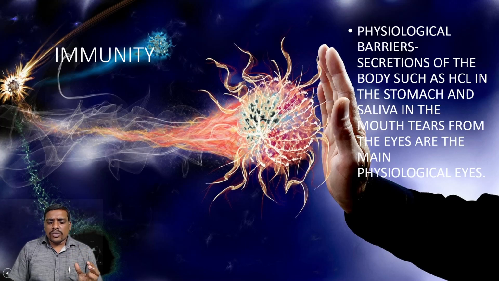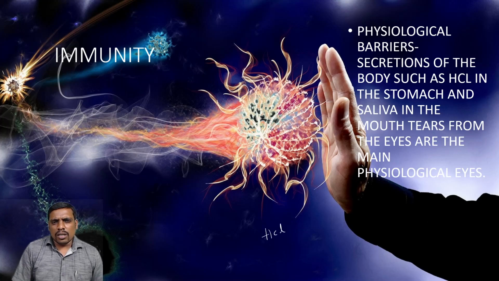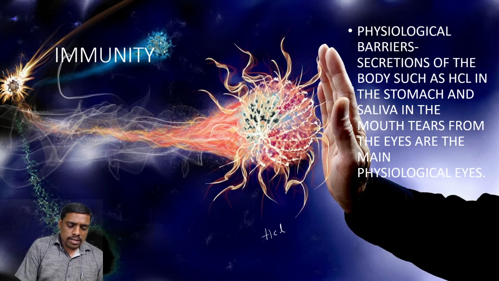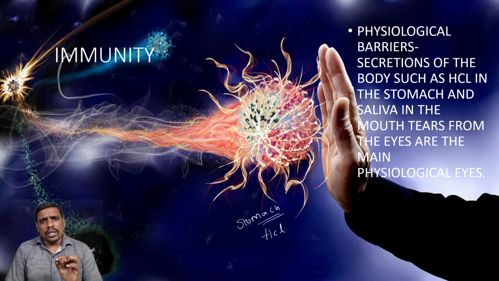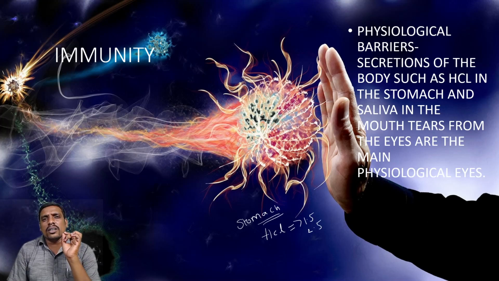In the stomach, as we know very well, highly concentrated HCl is present. And you may get a doubt, sir, if there is highly concentrated HCl in the stomach, how is the stomach able to protect itself from this harmful HCl? Do you know what the pH of HCl in our stomach is? It is about 1.5 to 2.5. That is highly acidic.